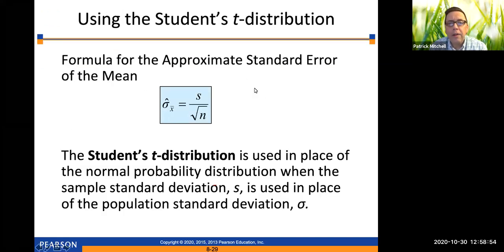All right, so to calculate the approximate standard error of the mean, instead of doing sigma divided by the square root of n, you just do S divided by the square root of n. And your textbook denotes the approximate standard error of the mean by sigma sub X bar with a little hat over it, okay? So it turns out to do this kind of confidence interval, we're going to use the student's t-distribution. That's used in place of the normal probability distribution when the sample standard deviation S is used in place of the population standard deviation sigma.